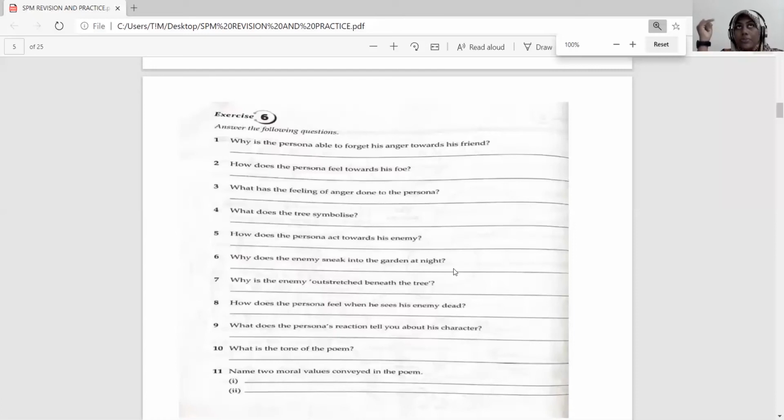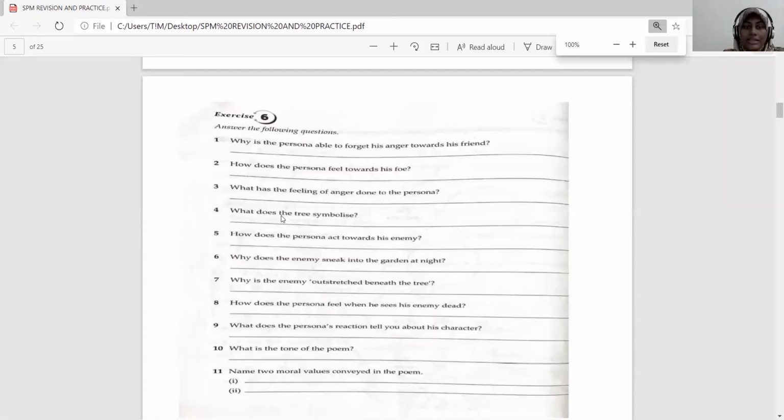It made the persona bitter or revengeful. All right. The word revengeful will be the best word. What has the feeling of anger done to the persona? The persona has become bitter and revengeful. Right? Malicious, if you say he's a threat, he has become a threat to the enemy, right?